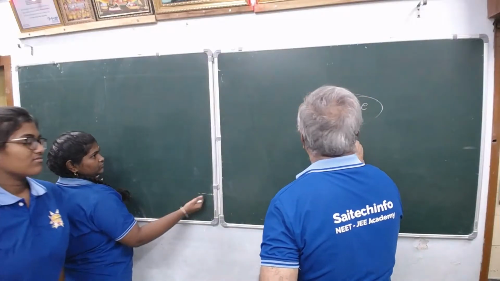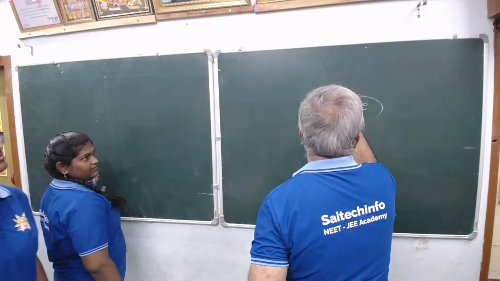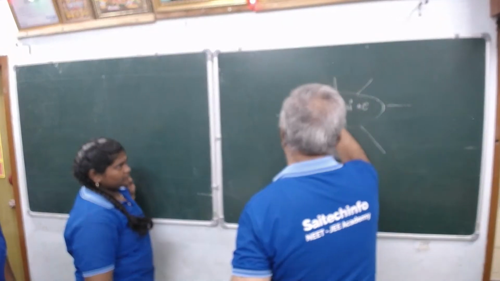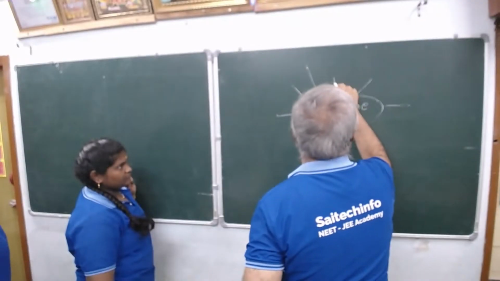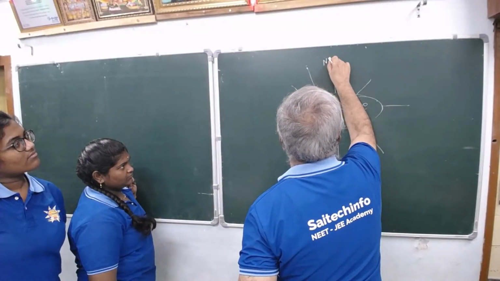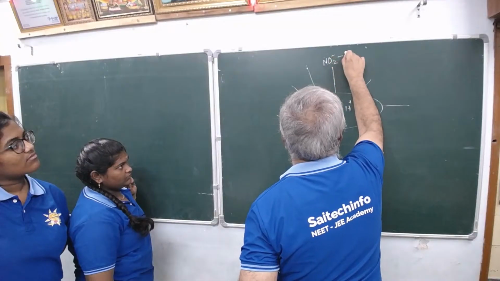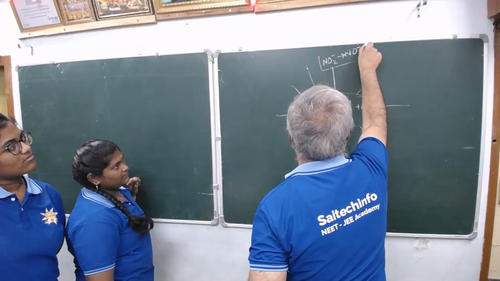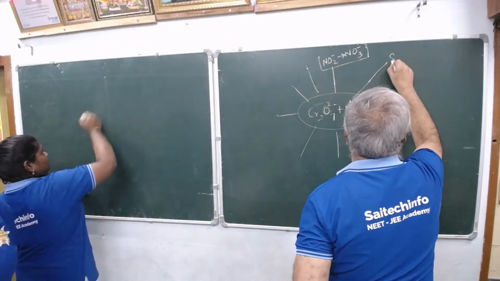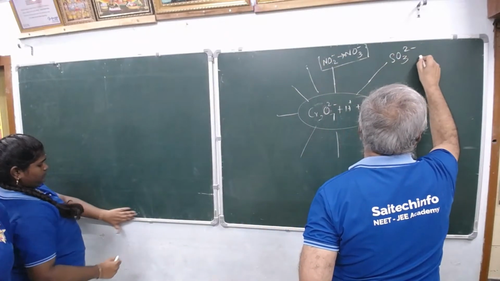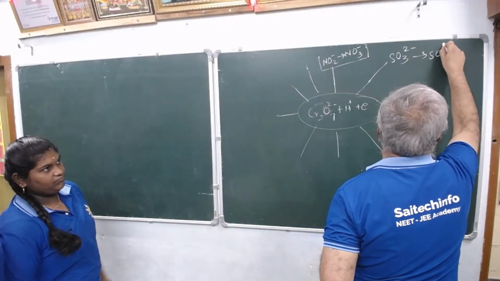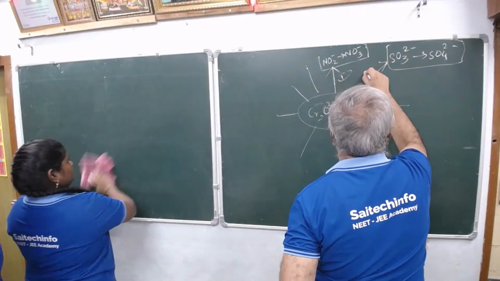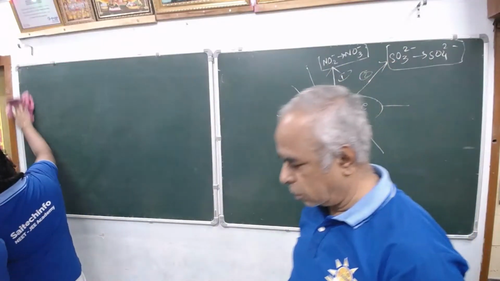I got already. Okay, how many equations are there? For example, 1, 2, 3, 4, 5, 6, 7, 8, 9. So what about this nitrite? NO2 minus becomes NO3 minus. So this is enough. Okay. So likewise you have to show. And what about this? SO3 2 minus becomes SO4 2 minus, like this. Okay. 1, 2. So like a mapping on the board.